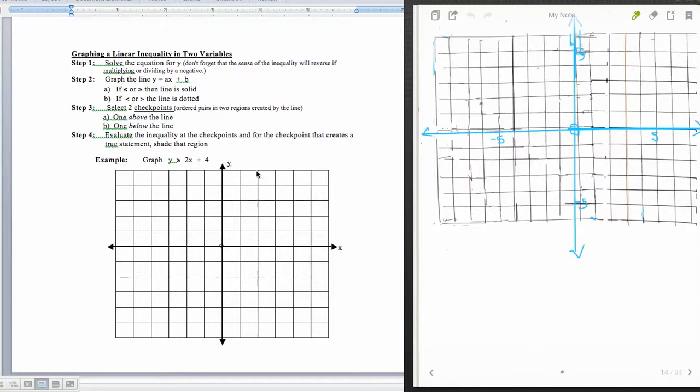So our next step is to actually solve this problem right here: y is greater than or equal to 2x plus 4, and then shade in the appropriate region using the checkpoint method. I'm going to let you go ahead and try to graph that boundary line on your own. In the next video, I'll graph the boundary line, and then we'll do the checkpoints. So I'll see you in the next video.